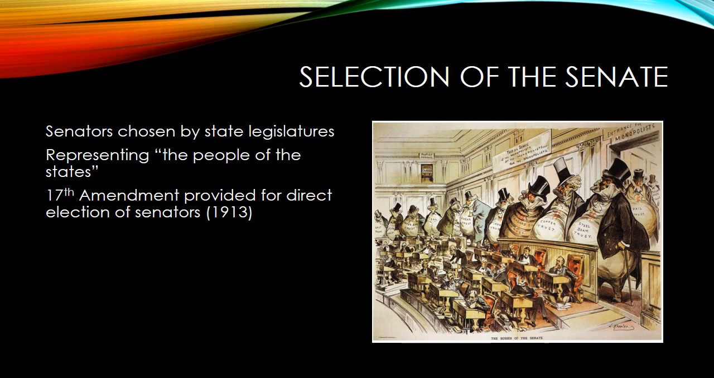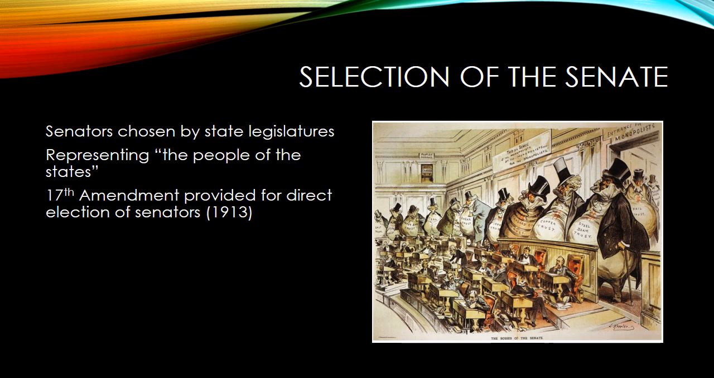In contrast with the House of Representatives, senators were chosen by state legislatures. They represented, quote, "the people of the states," going back to that formulation that I talked about last week, or the last time we met, where really they're representing the states. But they didn't want to say in the Constitution, oh, the states have the power. So the people of the states had the power. This made the Senate at one remove from popular election all the way up until 1913 when the 17th Amendment provided for direct election of senators.